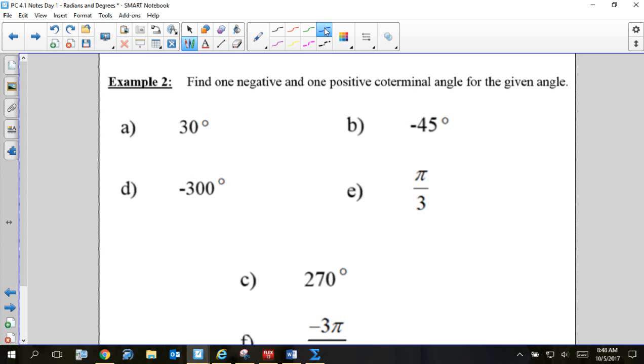I could also start at 0 and go the other way to 30 degrees. Whatever you do, it's always adding or subtracting multiples of 360. So to find coterminal, we either add 360 or we subtract 360. And there I have one positive and one negative. If it's given to you in degree form, you give the answer in degree form. If it's given to you in radian form, like E, then we give the answer in radian form.